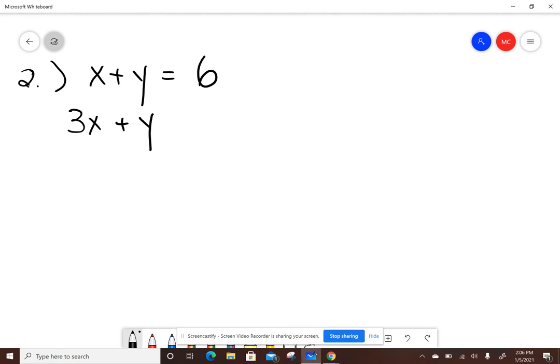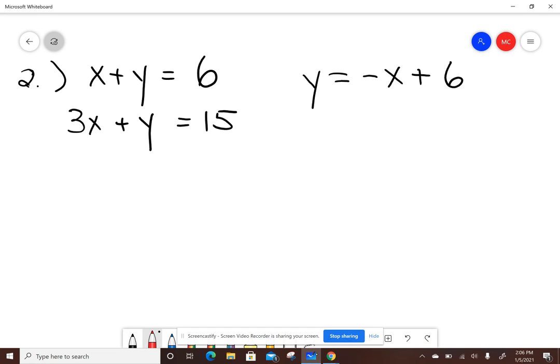3x plus y equals 15. Now, I'm looking for a variable with a coefficient of 1. And in this case, I have many, many to choose from. Okay, so it really doesn't matter what you do. I prefer to put things in slope-intercept form, so this seems more natural to me.